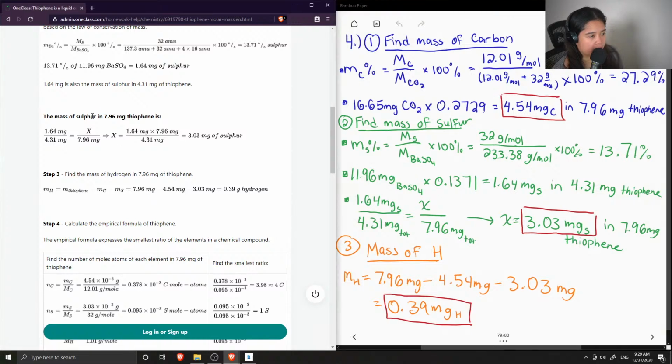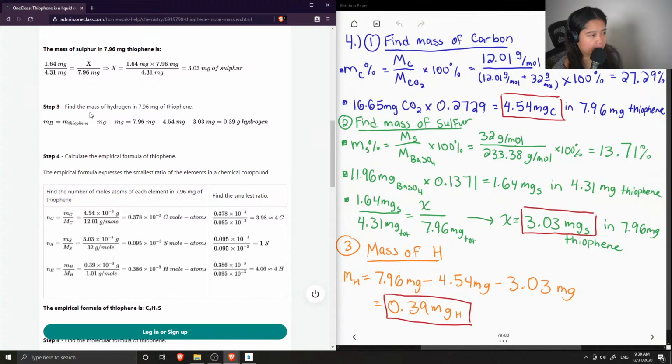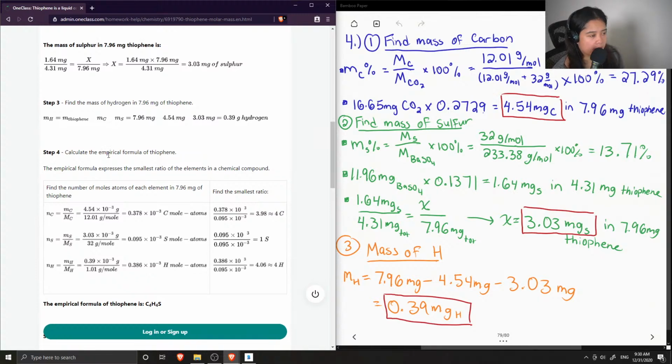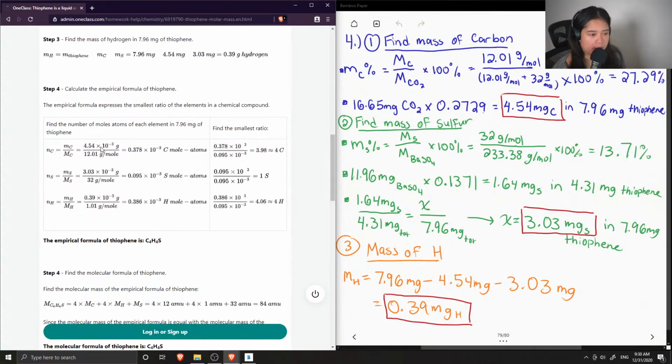But to find the mass of sulfur in 7.96 milligrams of thiophene, they showed how the ratios compared with the 4.31 milligrams, and they found that 3.03 milligrams of sulfur was in 7.96 thiophene. Now to find the mass of hydrogen, I think it's just missing the subtract sign, but nevertheless, they still got 0.39 grams of hydrogen. And now they calculated the empirical formula.